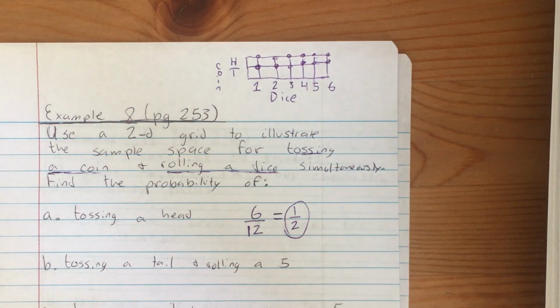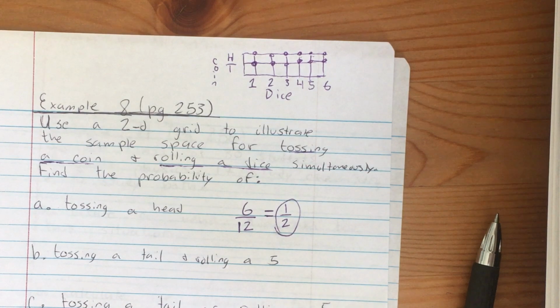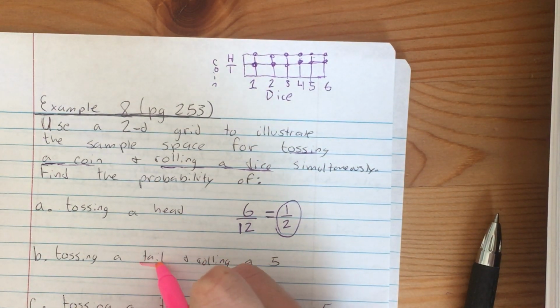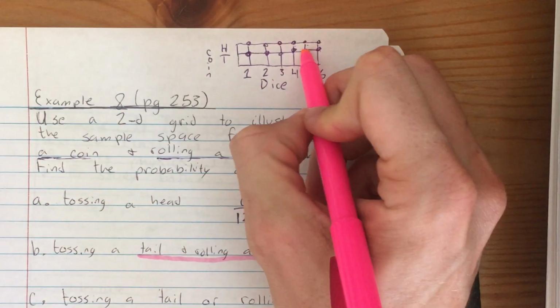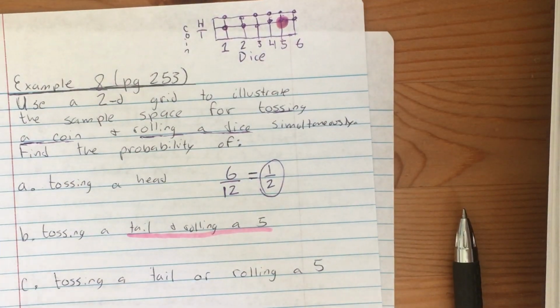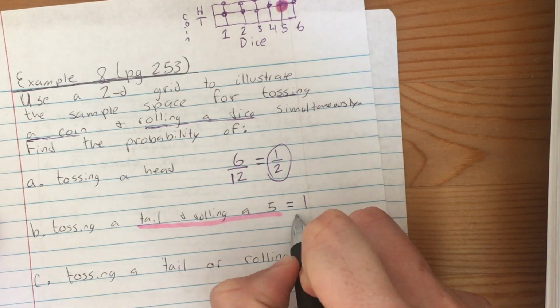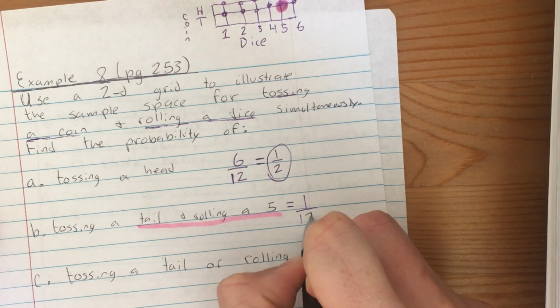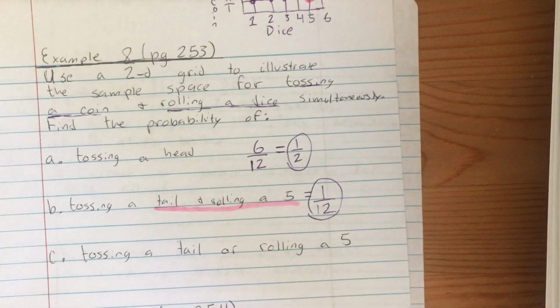So then we look at the probability of getting a tail and rolling a 5. So tail and rolling a 5, the only outcome that's going to work there is literally just getting a tail and getting a 5. So the probability of that would be 1 outcome out of 12 possible outcomes.